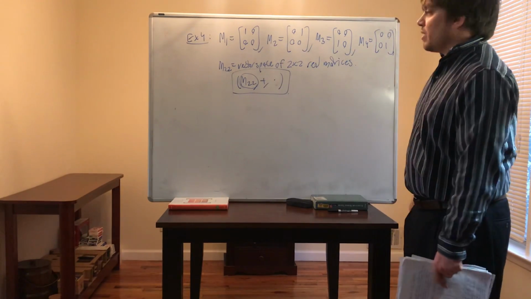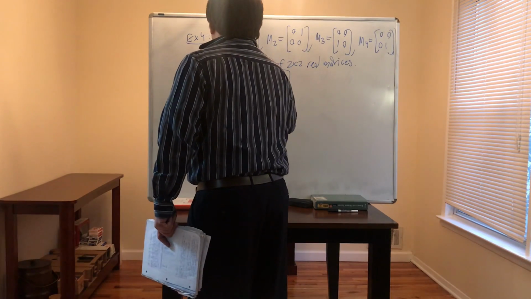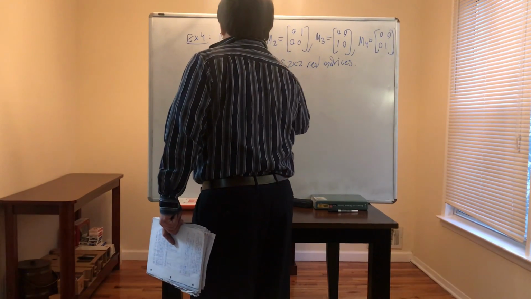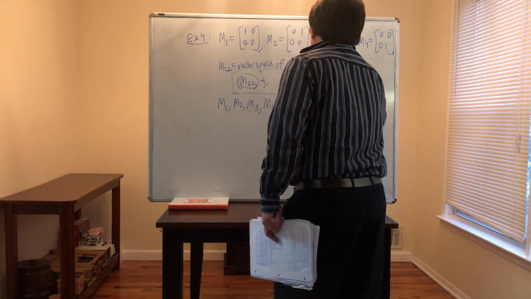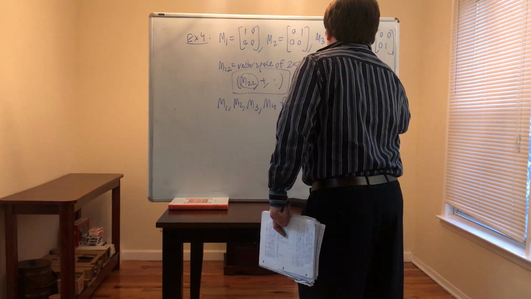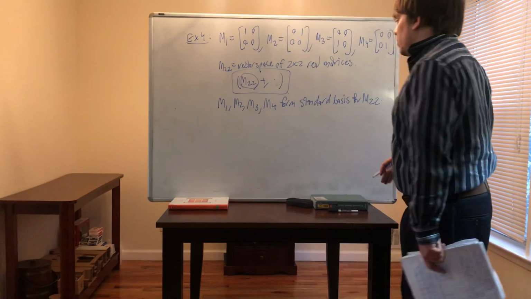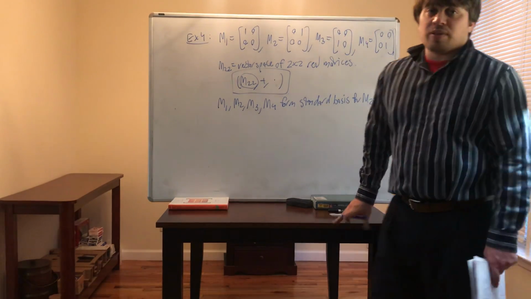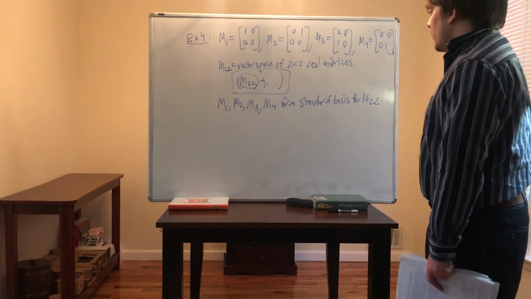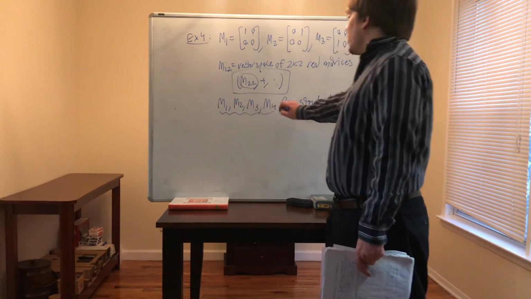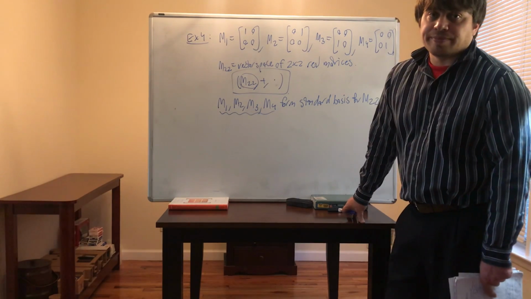And so those 4 2 by 2 matrices, they're elements of M sub 2,2, but they also form a basis for M sub 2,2. So M sub 1, M sub 2, M sub 3, M sub 4 form what's called the standard basis for M sub 2,2. It's called the standard one because it's the one you usually think of for this vector space, okay?